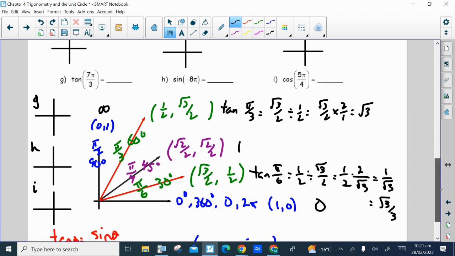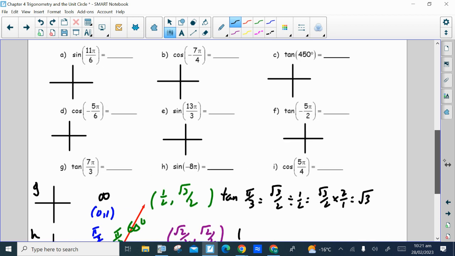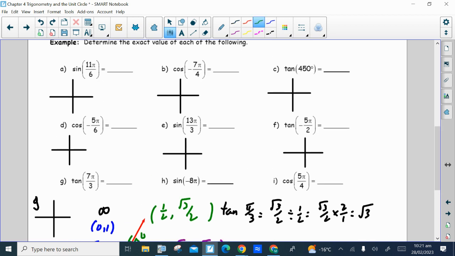Pi on 6 is the same as 30 degrees. So I need to go 11 pi on 6s, or 11 multiples of 30 degrees. So that my first one would be there, approximately, at 30. Then another one will take us to 60. There's my second one. Another one will take us to 90. There's my third multiple of pi on 6. There's 4, 5, and 6 pi on 6s. That's pi, halfway around.